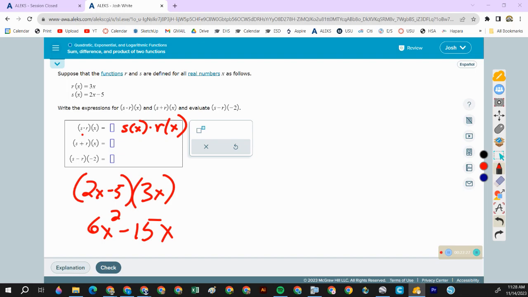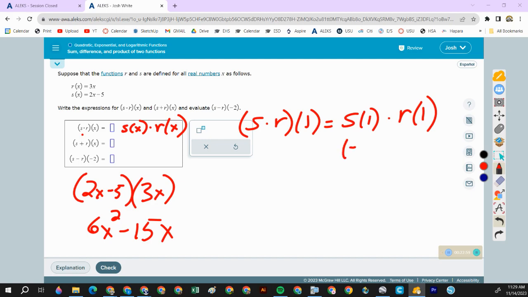Okay, what does that do? Well, let's look at s times r of 1. How do we calculate s times r of 1? Well, I could do s of 1 and multiply that answer times r of 1. So what is s of 1? Negative 3. Right? So this is negative 3. What is r of 1? 3 for a total of negative 9.